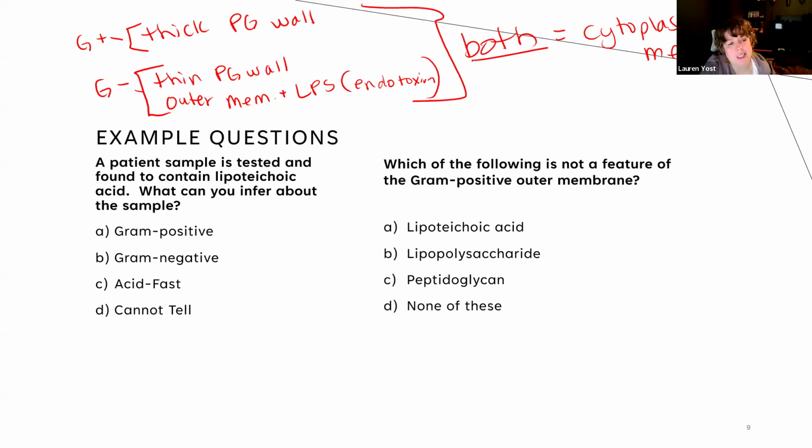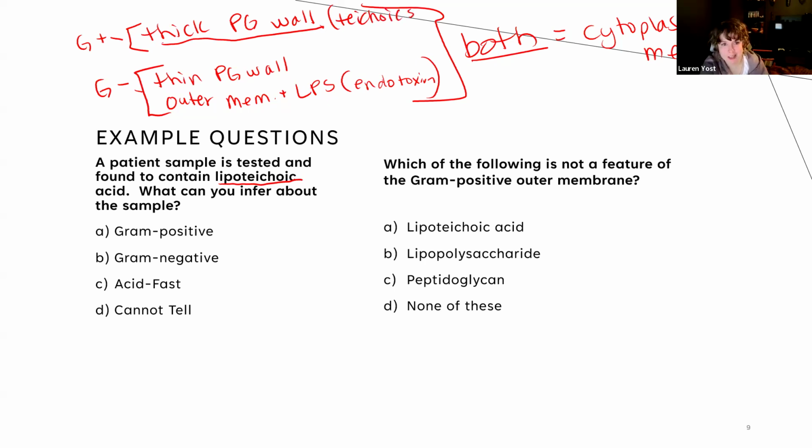What patient sample is tested? And you see it has lipoteichoic. I didn't elaborate on that, but it was on our previous slide. It's not in my cheat notes, right? Lipoteichoic and teichoic acid. They are supporters of the thick peptidoglycan wall.